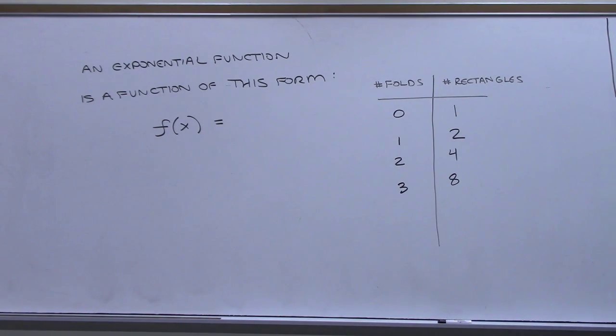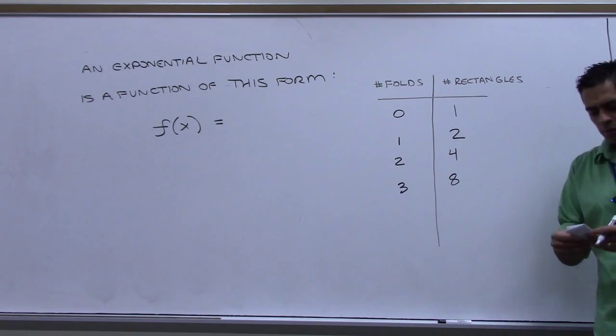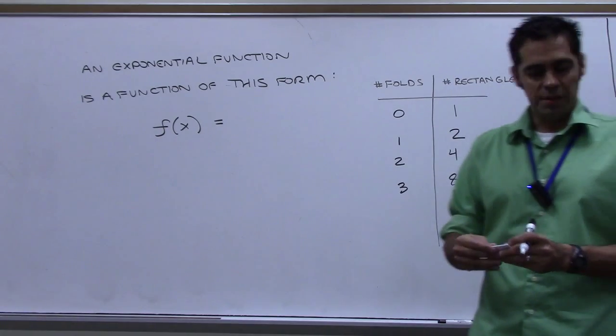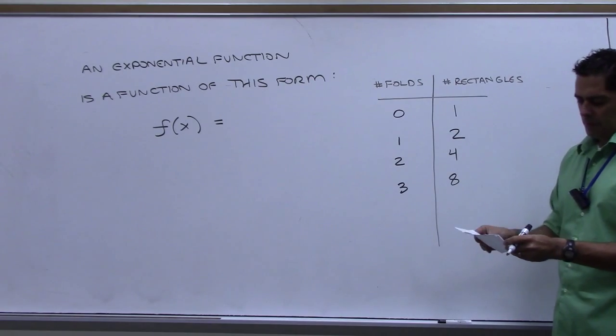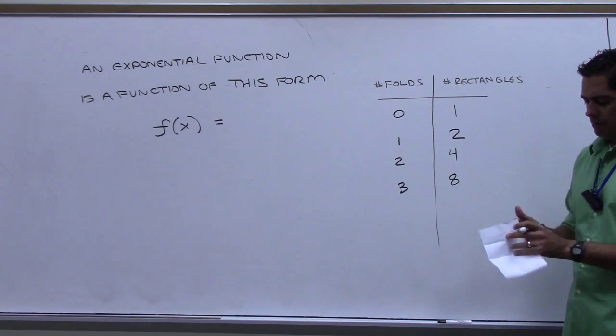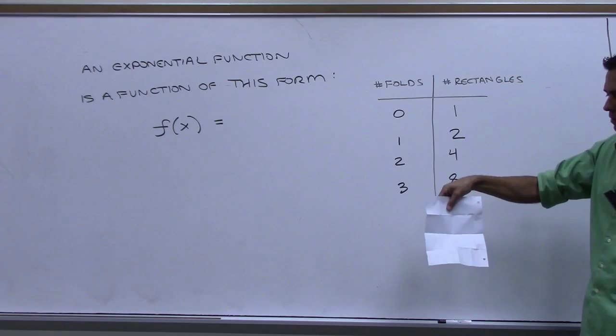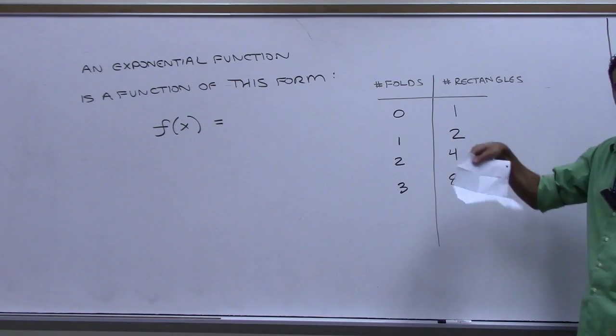Right? Let's try one more. One more fold. 16. So if I open this up, try to open it up, I'm getting 16. 4 across top, 4 down the side. So there are 16 rectangles.